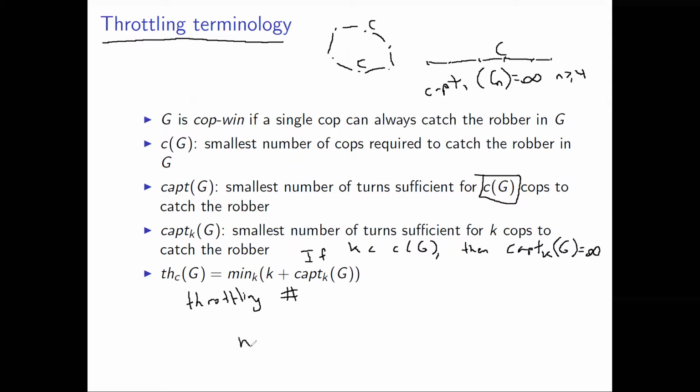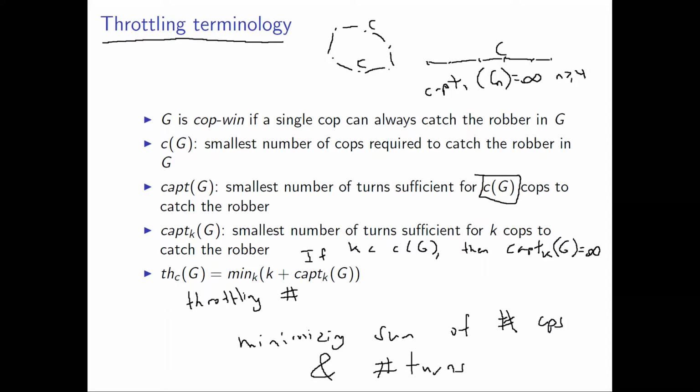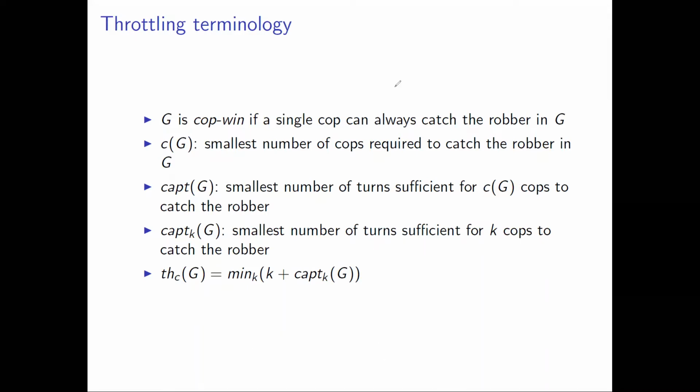So we're minimizing the sum of the number of cops and the number of turns to capture the robber. So we're trying to capture the robber quickly using few cops. And we can look at some simple families of graphs to see how the throttling works.